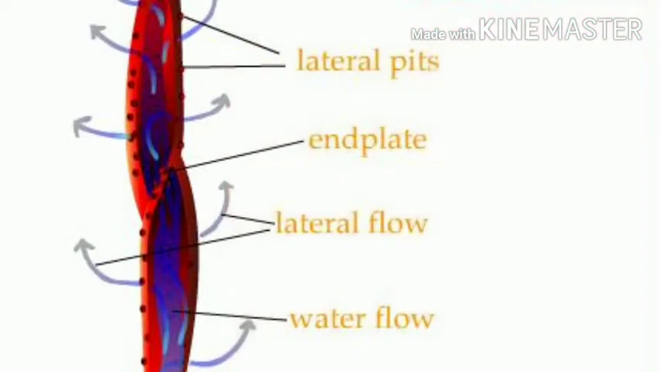Okay, let us understand the structure. The tracheids are elongated dead cells, and they have tapering end walls, as you can see on the screen right now. They are thickened with lignin, lignified. So they are thickened with lignin.